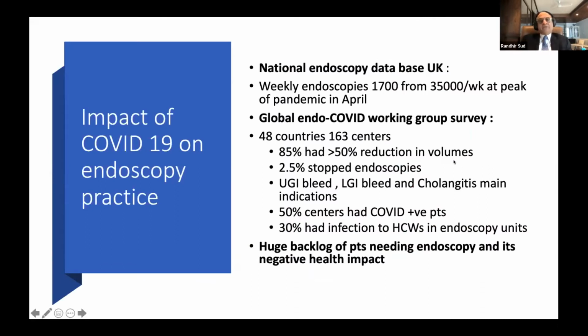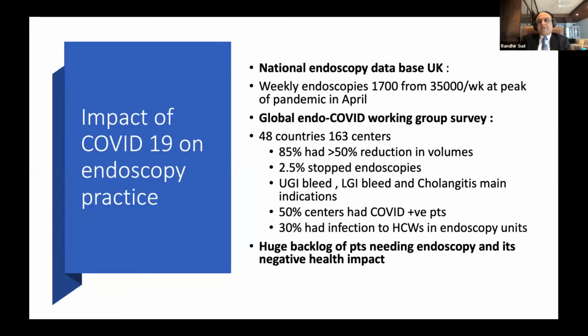It had a huge impact on endoscopy data. If you look at the National Endoscopy Database of the UK, the weekly endoscopies in the UK in April fell from 35,000 per week at peak to 1,700 endoscopies. So just 5% of the endoscopy load was being done in the UK. The Global Endoscopy Working Group did a survey in which 48 countries and 163 centers participated, and almost all centers reported less than 50% volumes being done during this period. This survey ended in August, and almost 2.5% of centers even stopped doing endoscopies altogether.